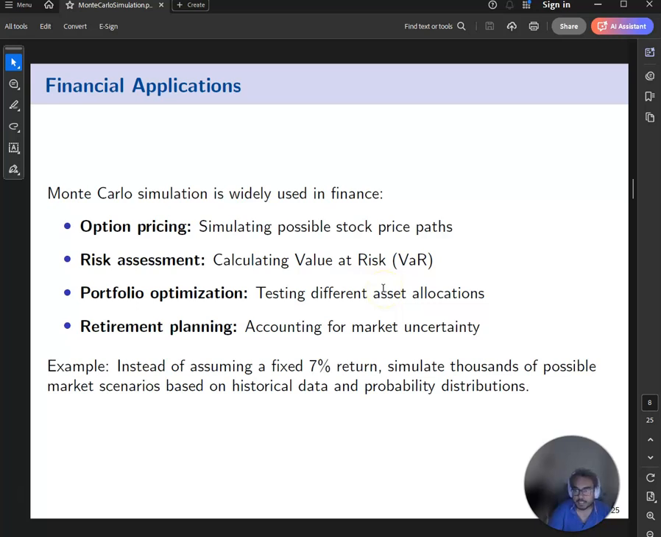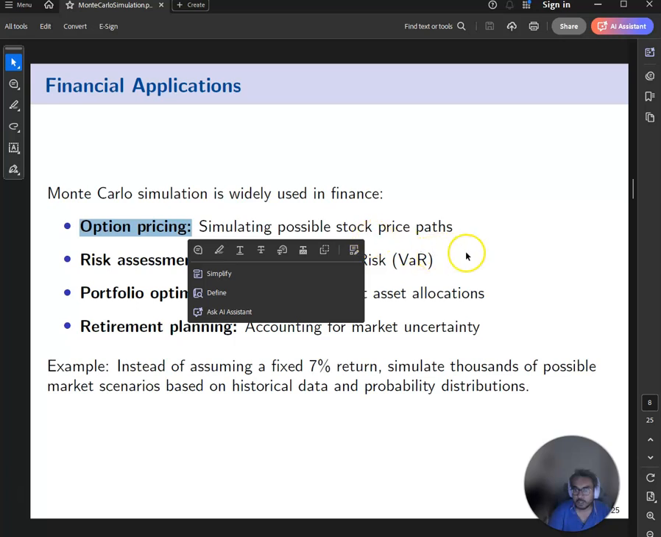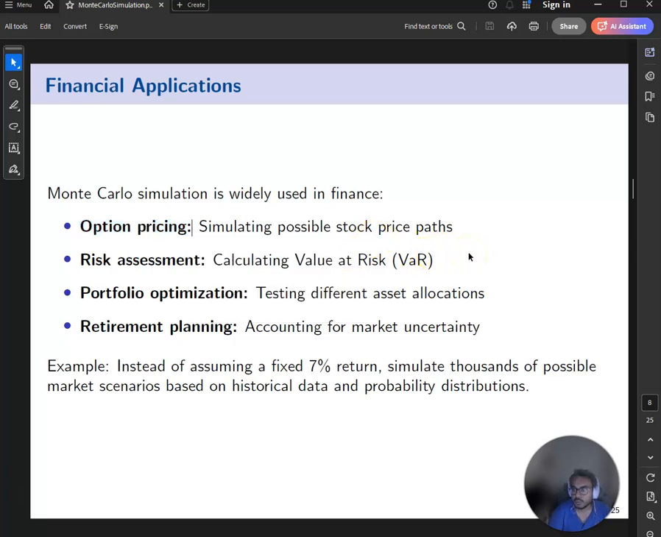Among other fields, Monte Carlo simulation is extensively used in the financial world, where uncertainty is a constant factor. Let me walk you through some common applications. Option pricing. In option pricing, traders use Monte Carlo simulation to price complex financial derivatives. By simulating thousands of possible price paths that a stock might take, they can estimate the fair value of options that would be impossible to calculate with closed-form solutions.